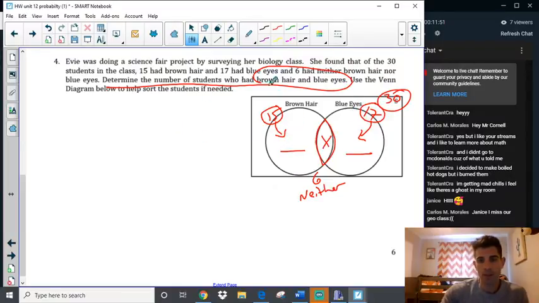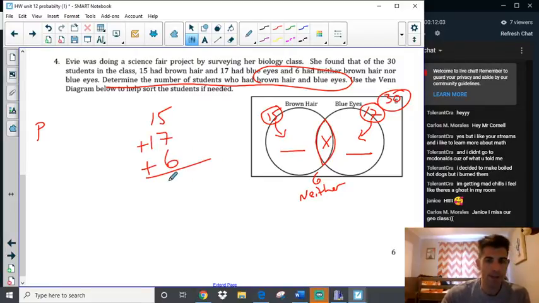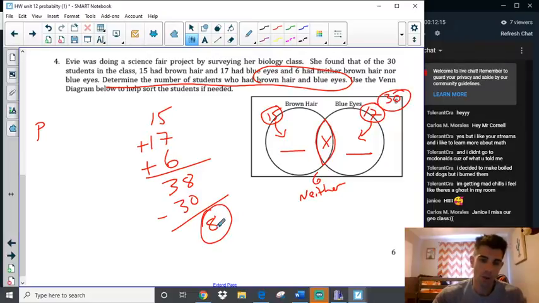So in this question, again, it's an OR probability. If I took the 15, the 17, and the 6 and added them up, there are 38. Are there 38 students in this question? No, there are only 30. So how many am I missing? I'm missing 8. Who are the missing people? Those are the people that are both.